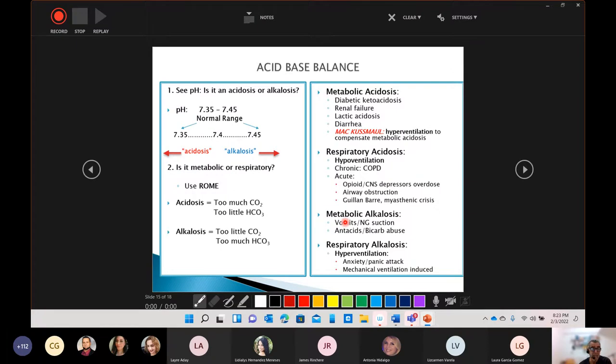A rare but possible cause of alkalosis is a person who, for psychiatric reasons, is consuming too much antacid or bicarbonate. This is baking soda, which is sodium bicarbonate, and antacids like Mylanta, Maalox, Tums. There are people that are obsessive compulsive and start consuming too much of this stuff, and this could be a cause.